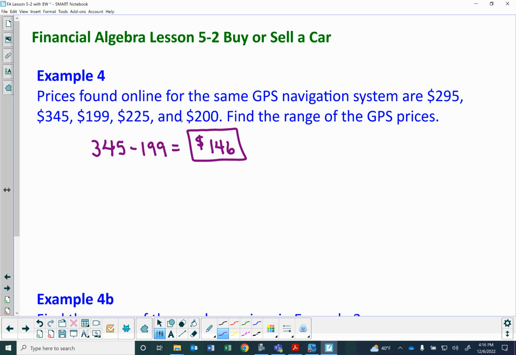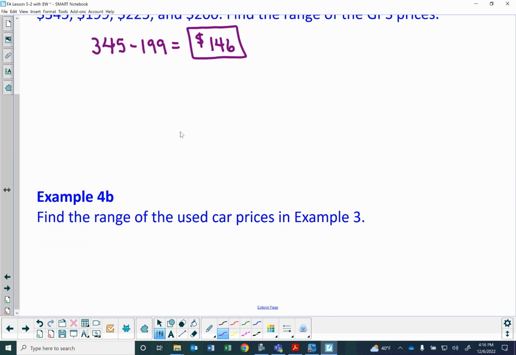All right, let's go back to example 3, where we talked about the used car prices. The used car prices in example 3 had a highest car price of $9,100 and a lowest car price of $5,800. So to find the range there, we take $9,100 and subtract $5,800, and that gives us a range of $3,300.